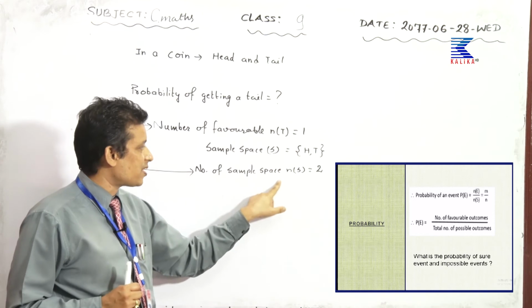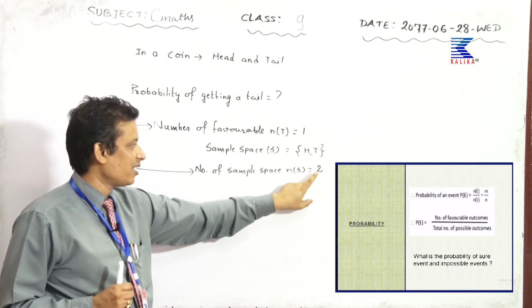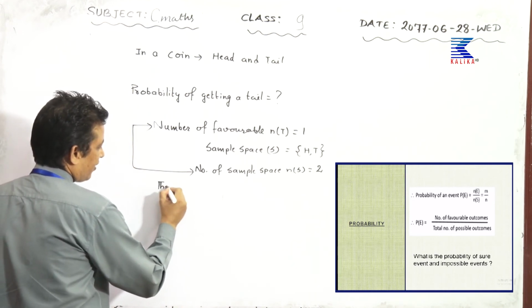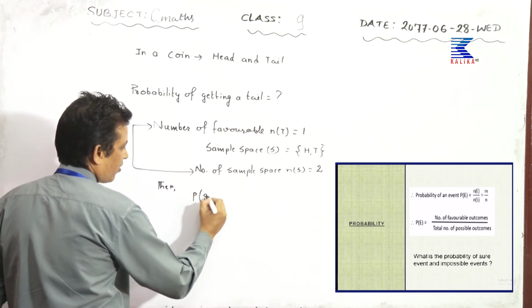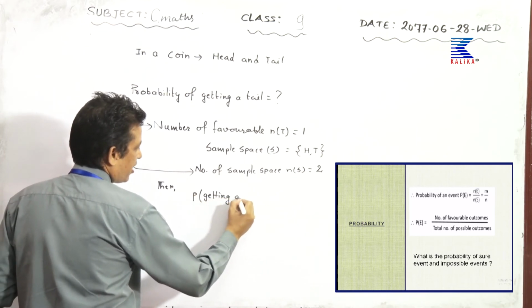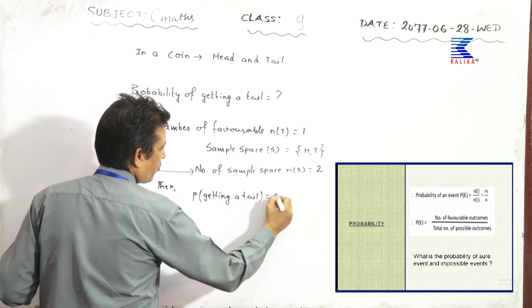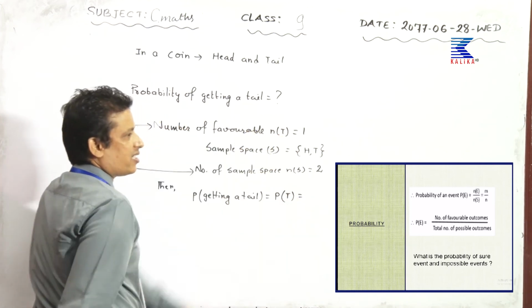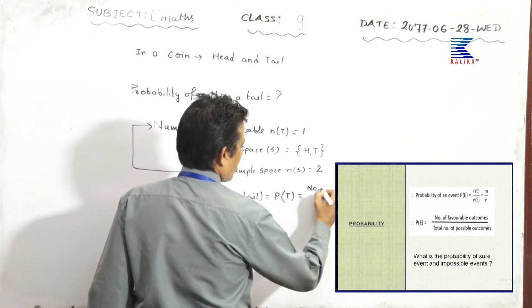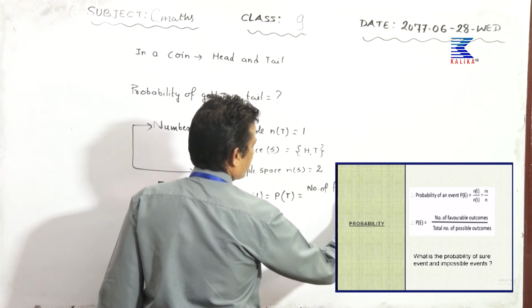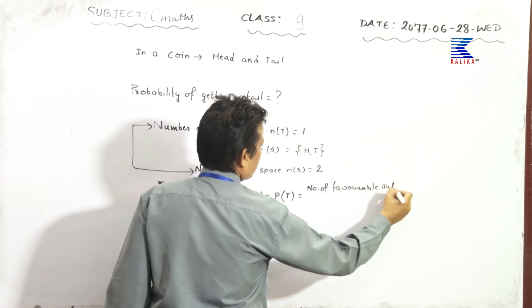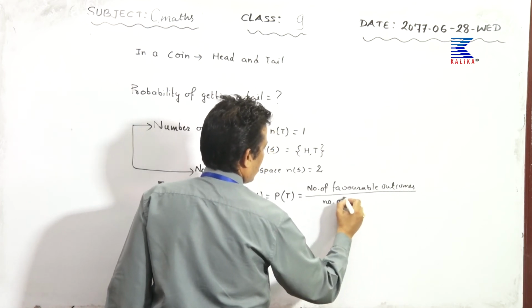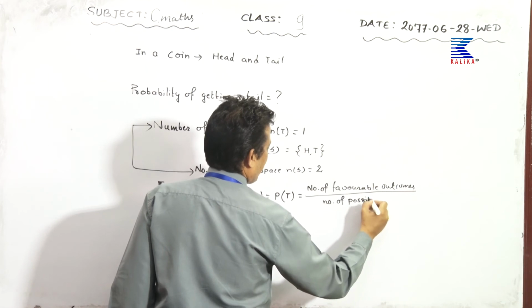Therefore, the number of elements in the sample space, the cardinality of set S, is 2. And finally, the probability of getting a tail, which we have already denoted by T, P(T), is equal to the number of favorable outcomes upon the number of all possible outcomes or sample space.